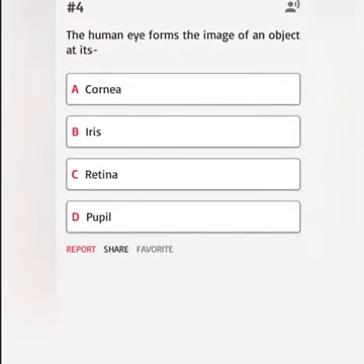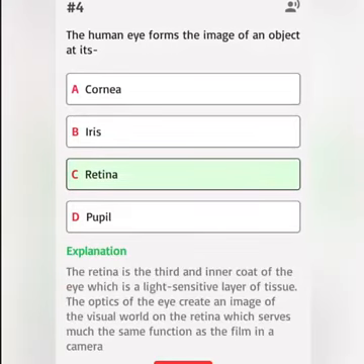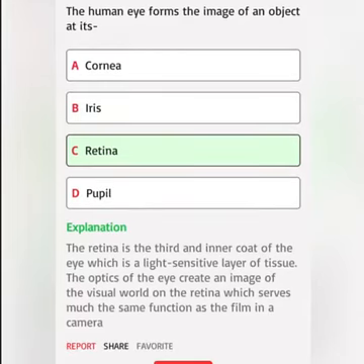The human eye forms the image of an object at its A. Cornea. B. Iris. Correct answer. The retina is the third and inner coat of the eye, which is a light-sensitive layer of tissue. The optics of the eye create an image of the visual world on the retina, which serves much the same function as the film in a camera.